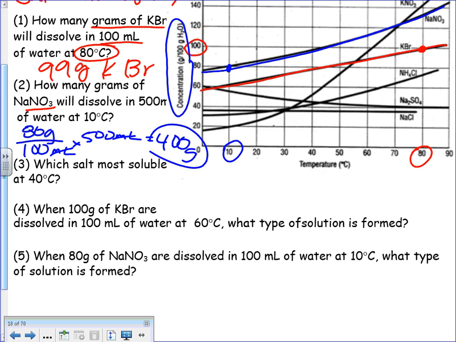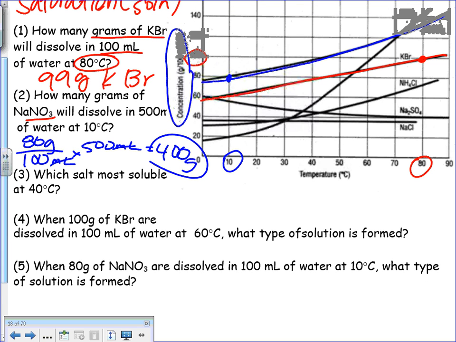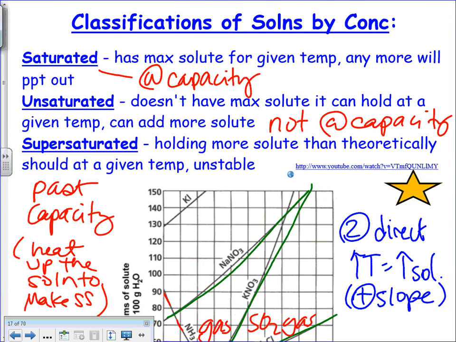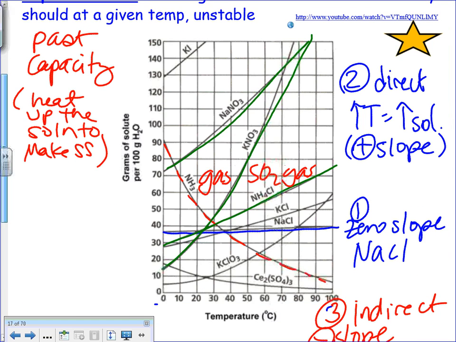What did you guys get for which salt is most soluble on your graph at 40 degrees Celsius? Sodium nitrate. And actually, I know you can't see that graph, but can you see KI up there at the top? Can you assume it probably crosses and is probably higher than sodium nitrate on your graph? It most likely is. So on your graph here, KI is here, but it probably extends or extrapolates further. So at 40 degrees Celsius, KI would be the most soluble.